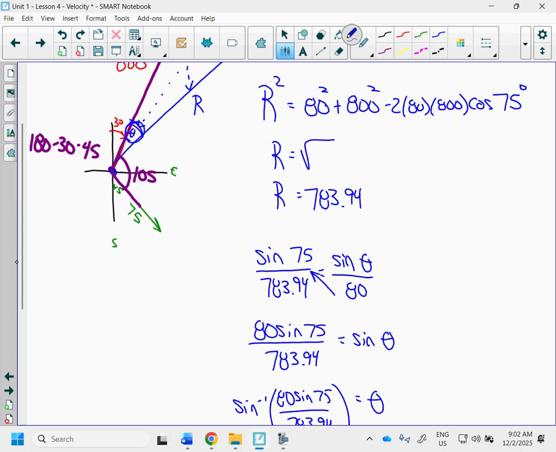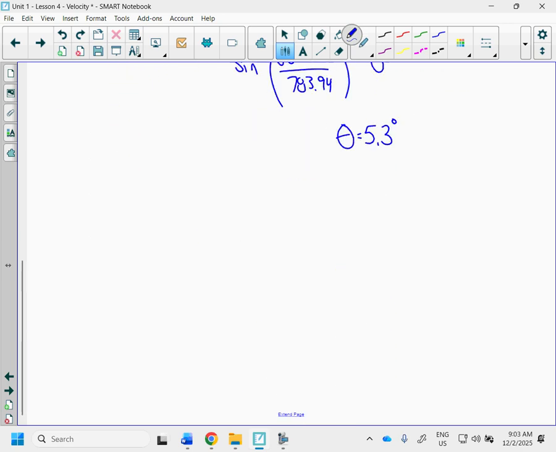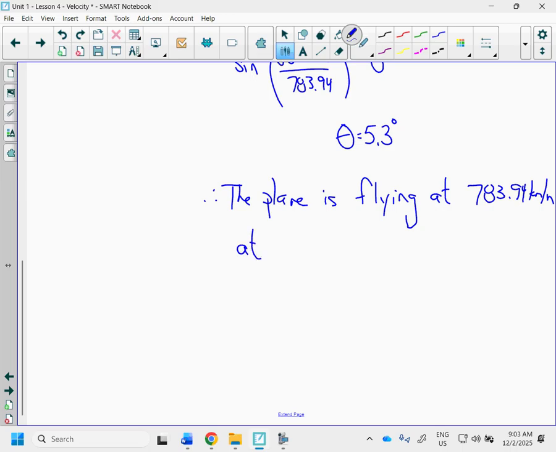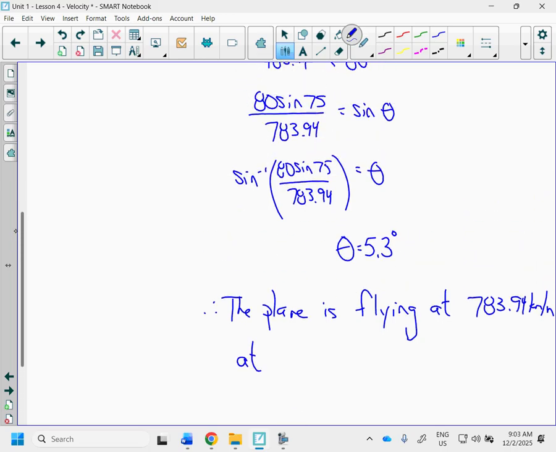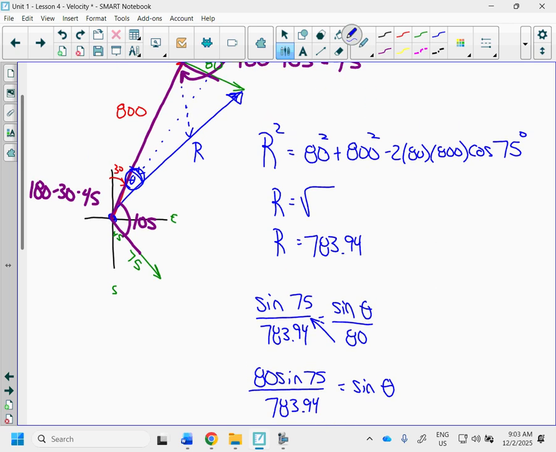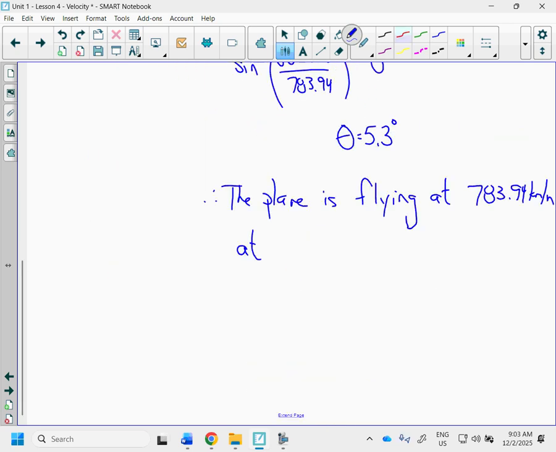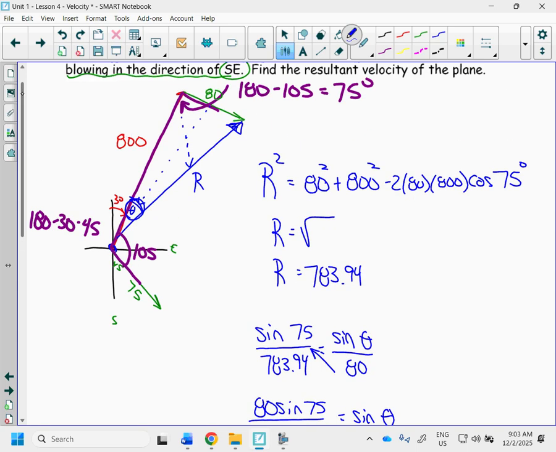So I've got to answer my question. Resultant velocity of the plane. So the plane is flying at, what speed did we have? Speed was 783.94 kilometers an hour. At our direction now, the 5 isn't our direction, part of our direction. But if you remember, the plane was going north 30 east. This is where the plane was, right here, right?